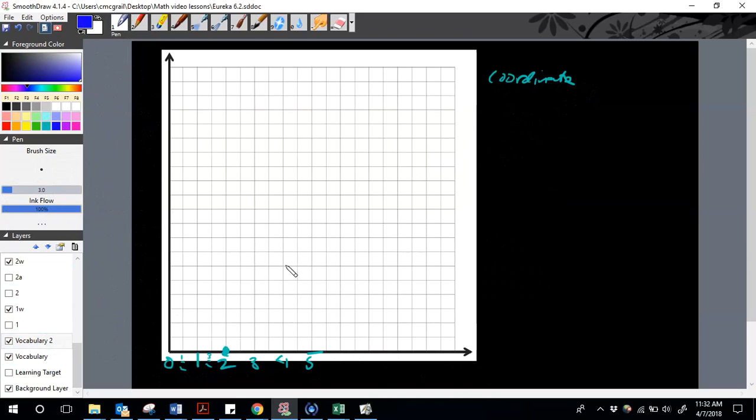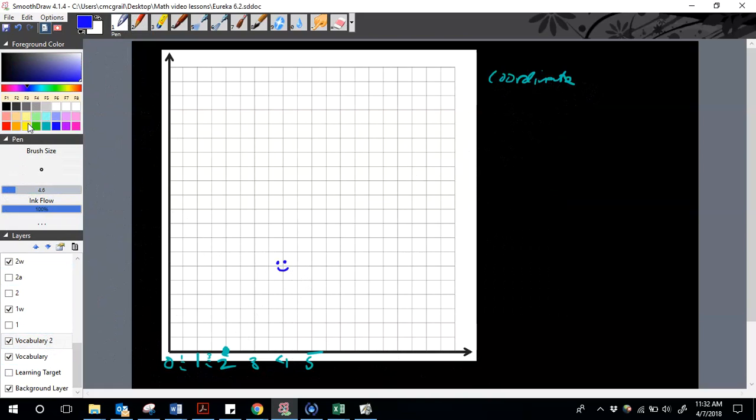For example, if I put a smiley face right here, I would say to you, what's the coordinate? And I don't really have that vocabulary because I know that the x coordinate is 4, but it's not on this line. And so that's actually where our coordinate plane comes in handy.